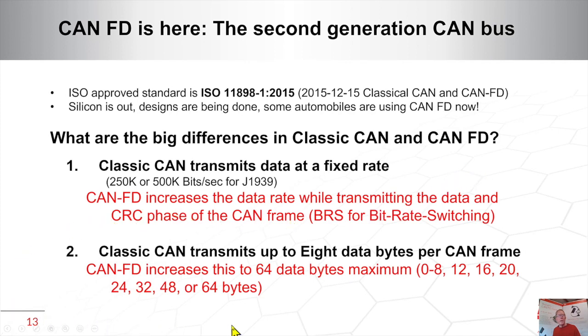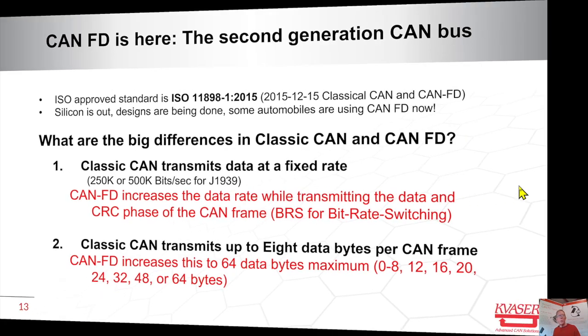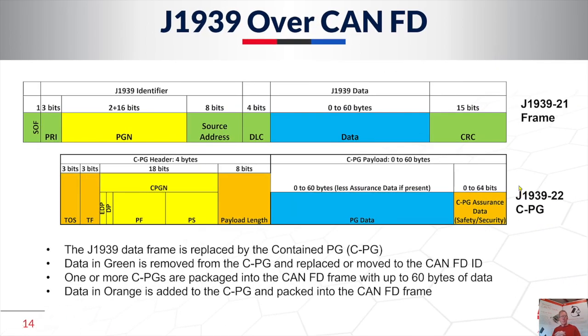The second difference is that classic CAN has a maximum of 8 data bytes in the CAN frame. CAN FD has a maximum of 64. So J1939 FD uses these extra data bytes in increments of 0 through 8, 12, 16, 20, on up to 64 bytes. So we're making use of that larger payload in the data bytes, and we're also making use of the faster transmission method by having bitrate switching and going up to 2 megabits for the data phase.